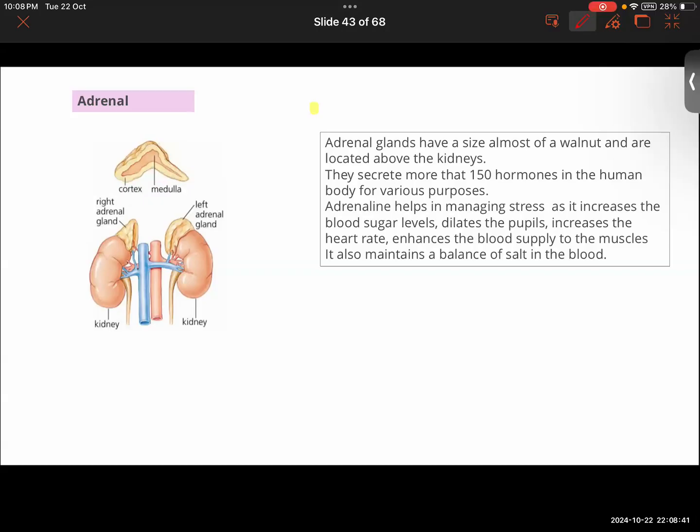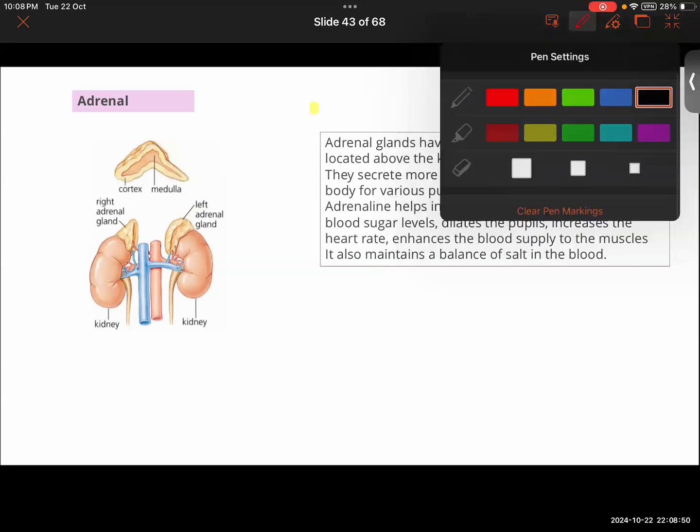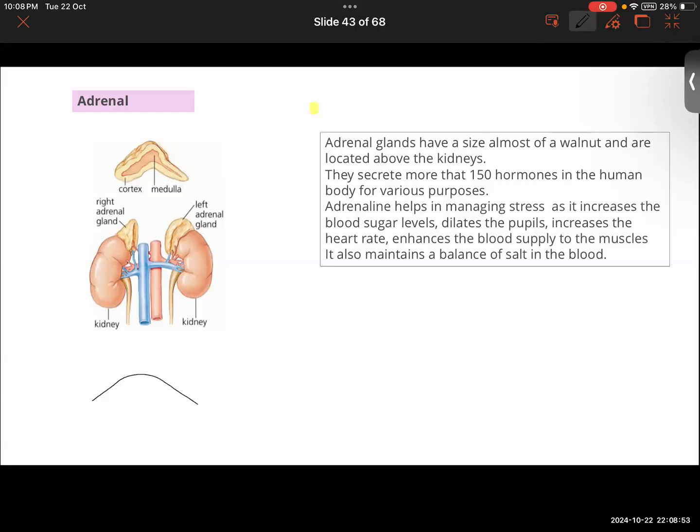And this medulla particularly will be producing the hormone called adrenaline. What does the medulla produce? Yes, that is medulla. Medulla is the part of the adrenal gland where production of adrenaline takes place. Got this, everyone, so far? Any questions on this? Yes or no? Okay.